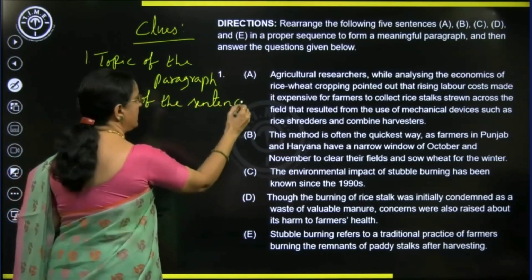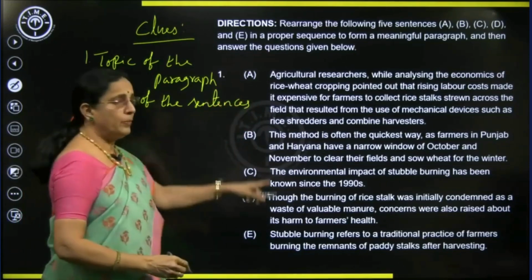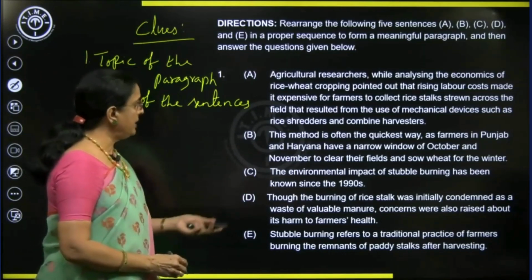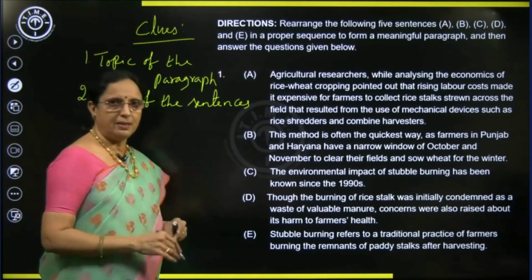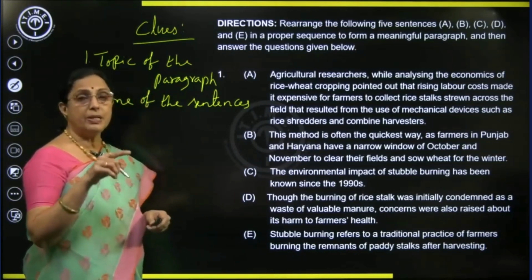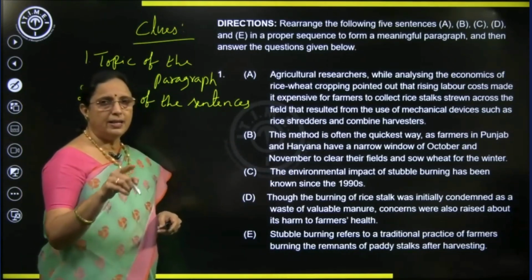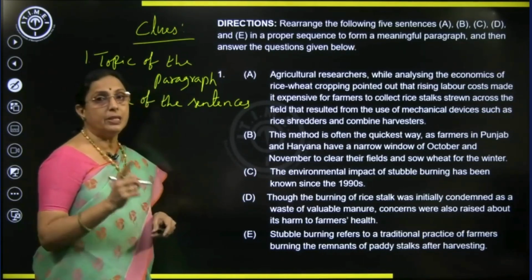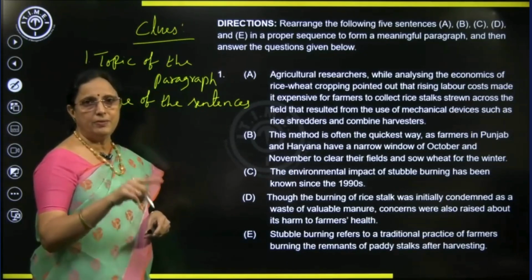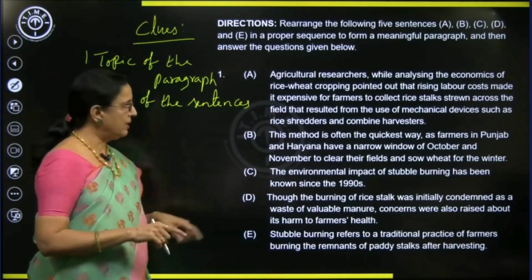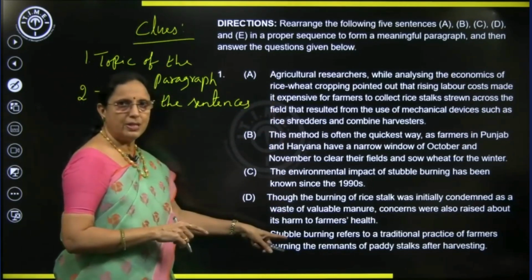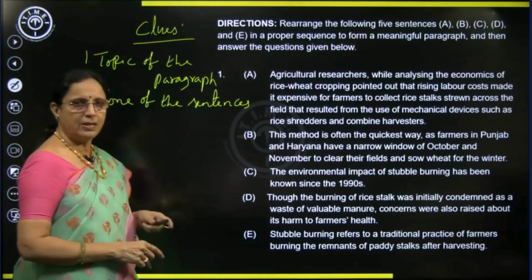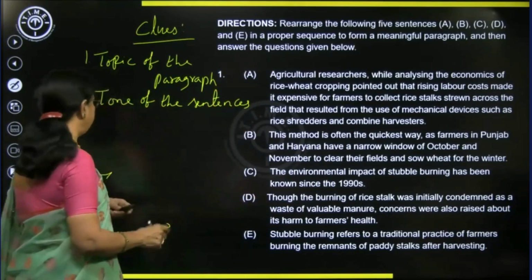Then, second, tone of the statements or tone of the sentences. If one particular statement is in a positive tone and another one is in a negative tone, you know how to connect them. You connect two positive statements by using conjunctions like and, both...and, not only...but also. And you connect one positive and one negative statement by using conjunctions like though, although, even though, but, yet, still and so on. So, look at those conjunctions. That's how you can connect positive and negative statements. We are going to apply that when we solve.